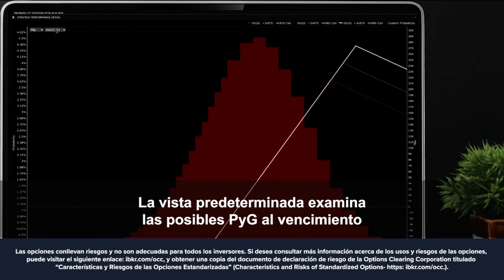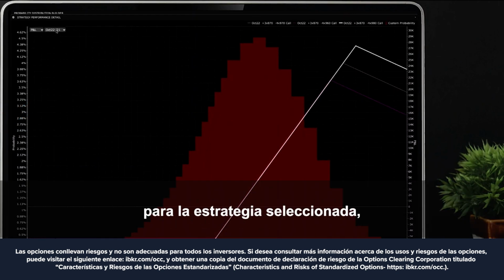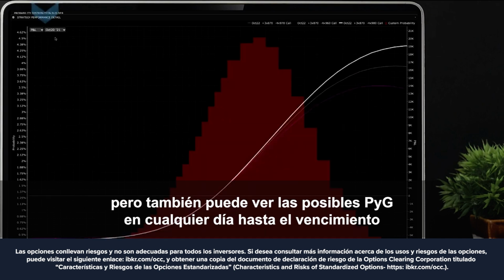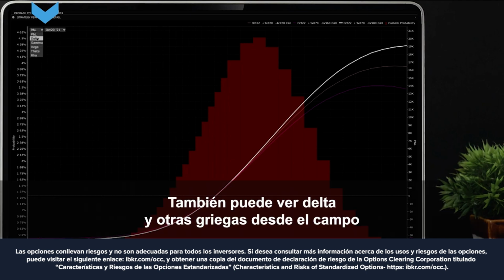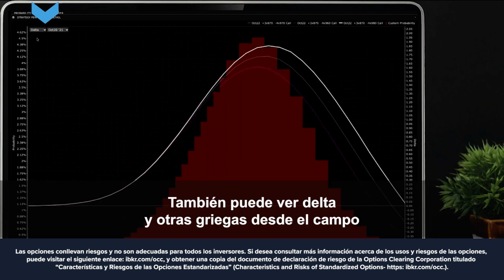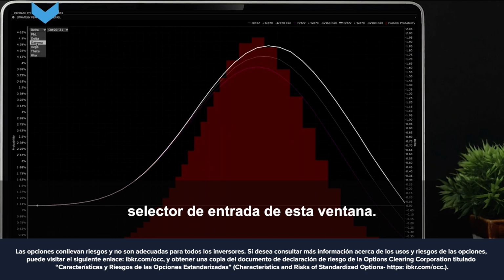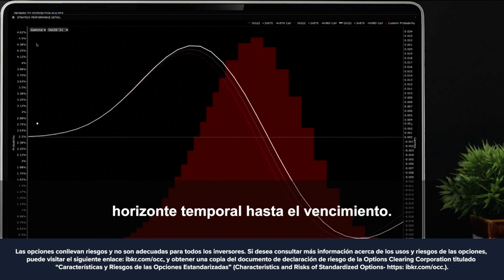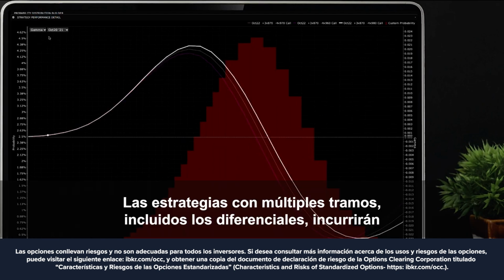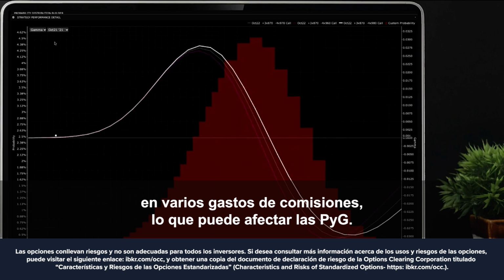The default view examines the potential P&L at expiration for the chosen strategy. But you can also view the potential P&L on any day through expiration by selecting it from the Date drop-down menu. You can also view delta and other Greek values from the Input Selector field from this window. Once again, this can be shown at any time horizon through expiration. Please note that multiple leg strategies, including spreads, will incur multiple commission charges, possibly having an effect on trade P&L.